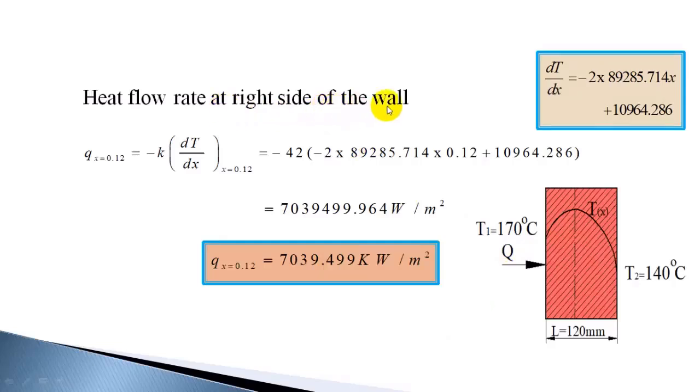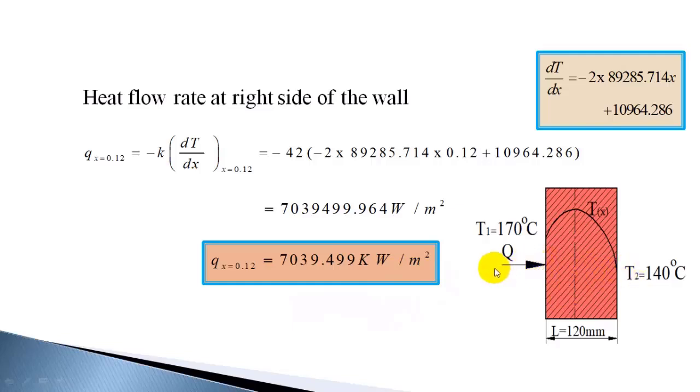Now to find out the heat flow at the right end of the wall, once again you can apply the same equation, minus k dT by dx, but again A is taken as 1 for unit area. Minus k dT by dx at x is equal to 0.12. So dT by dx we know, substitute x as 0.12 and k is 42. Substituting that, we get 70,39,499.964 watts per meter square. So if you divide by 1000, you will get 7,039.499 kilowatts per meter square. So this is the rate of heat flow at the right end.